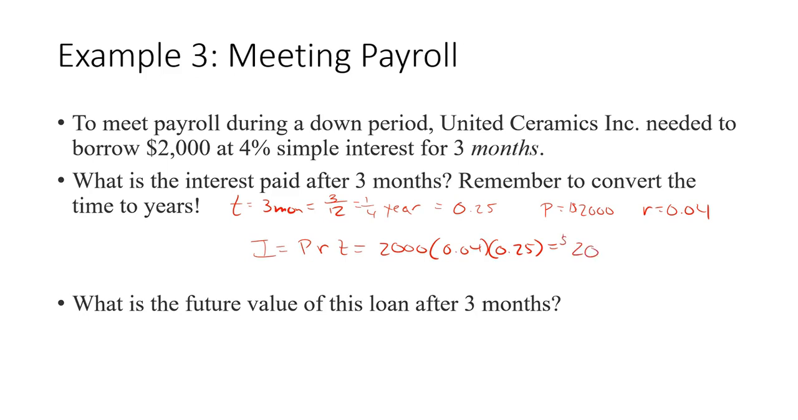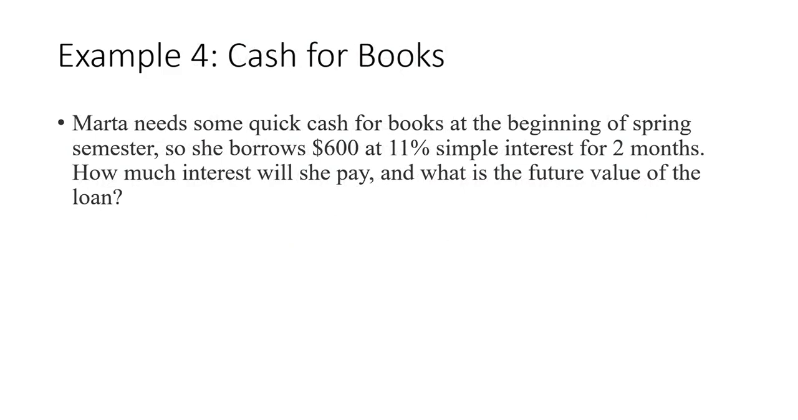or $20. The future value of the loan after 3 months is going to be the principal plus the interest, or 2,000 plus 20, or $2,020.